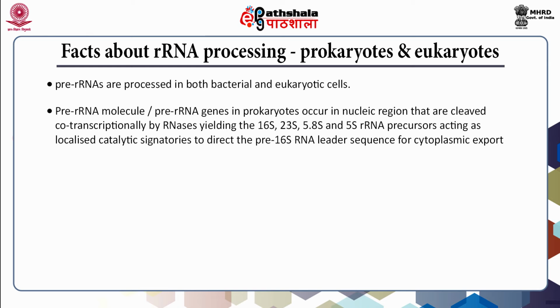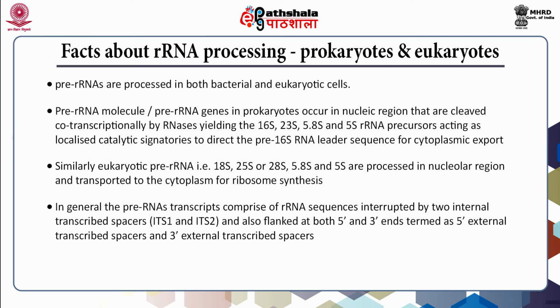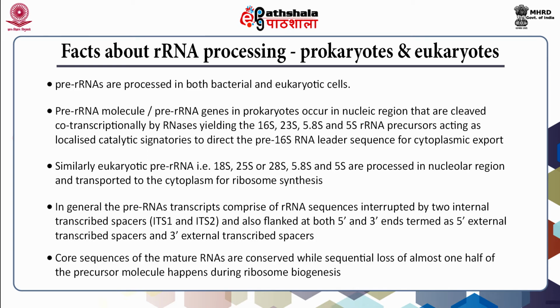Let us see the details of the pre-rRNA processes for each individual RNA precursor molecule. In general, the eukaryotic pre-rRNA, that is 18S, 5.8S and 25S or 28S ribosomal RNA transcripts, comprise rRNA sequences interrupted by at least 2 internal transcribed spacers termed ITS1 and ITS2, and they are flanked on either side by external spacers, the 5' external transcribed spacer and the 3' external transcribed spacer.